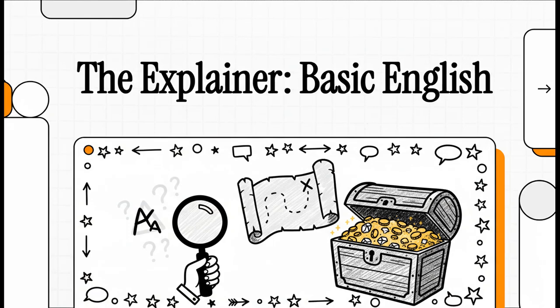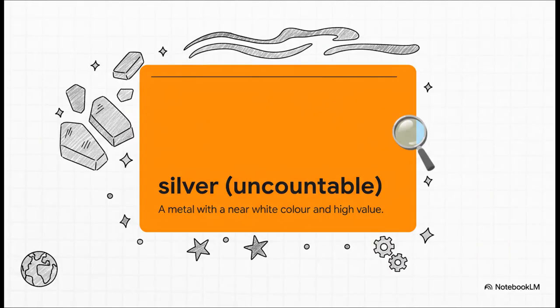Welcome to The Explainer. Today we're going to do something a little different. We're going on a kind of treasure hunt, looking for a massive idea that's hidden inside one single, really simple word. So let's start with our word, silver.